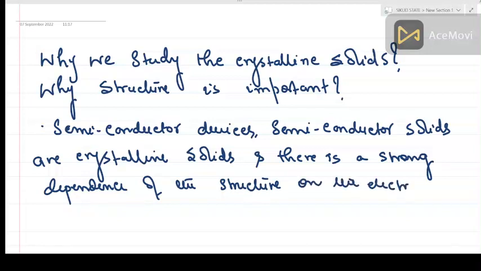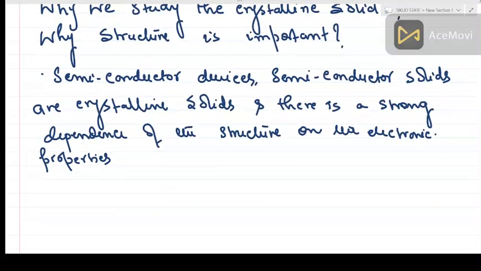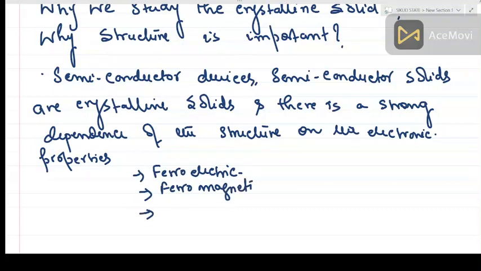Moreover, I have discussed in my previous lecture that crystals are anisotropic in nature, and this anisotropy leads to the manifestation of further important properties like ferroelectric property, ferromagnetic property, piezoelectric. This is not very closely related to the crystalline structure, but we will discuss the magnetic properties in our later studies. The most important is the piezoelectric.